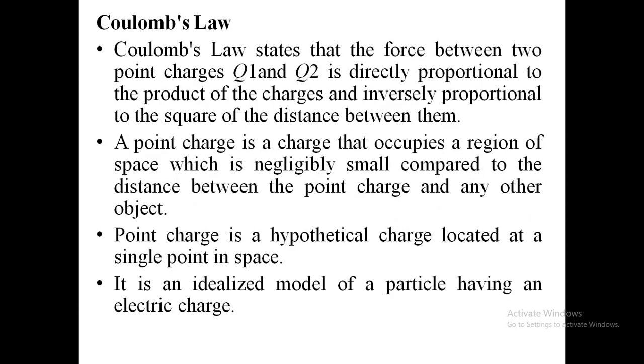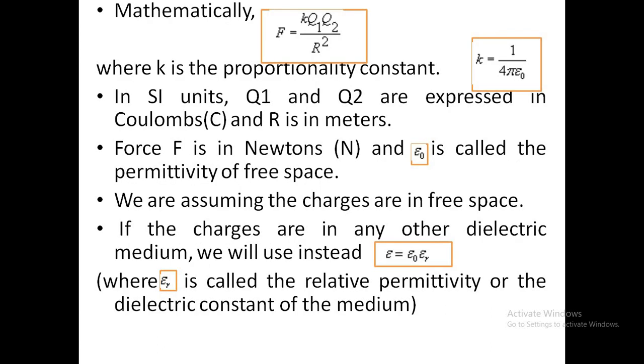Coulomb's law. Coulomb's law states that the force between 2 point charges Q1 and Q2 is directly proportional to the product of the charges and inversely proportional to the square of the distance between them. A point charge is a charge that occupies a region of space which is negligibly small compared to the distance between the point charge and any other object. Point charge is a hypothetical charge located at a single point in space. It is an idealized model of a particle having an electric charge.